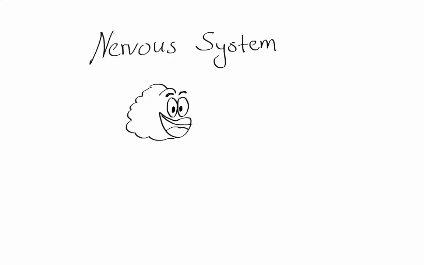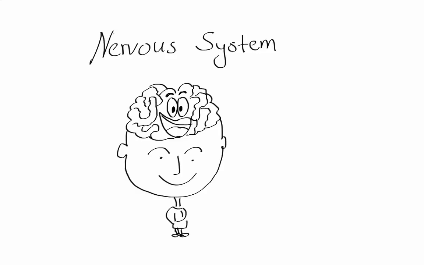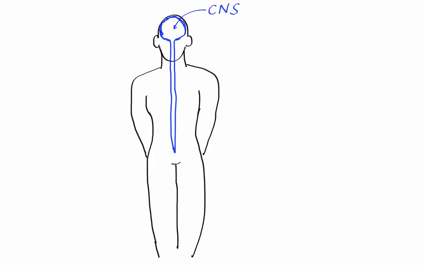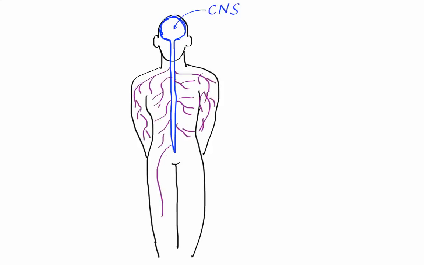In this video, I want to talk about the nervous system. So our nervous system is a complex network that coordinates our body's voluntary and involuntary actions and transmits signals between different parts of the body. It is divided into two anatomical divisions: the central nervous system, CNS, which consists of the brain and the spinal cord, and the peripheral nervous system, PNS, which consists of all the nerves and neurons outside of the central nervous system.